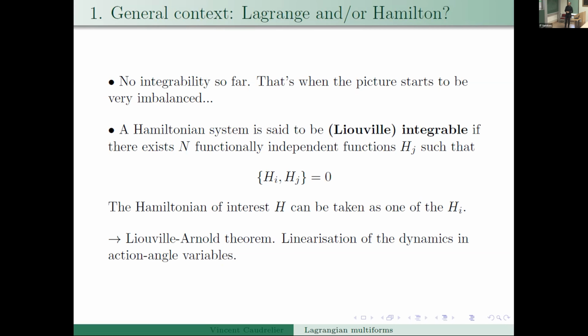And there, the idea is that if you have n degrees of freedom, and you can find n functionally independent functions on the phase space that Poisson commute pairwise, there is a change of variable, a canonical change of variable that completely linearizes your dynamics. This is the Liouville-Arnold theorem, which is very well known.